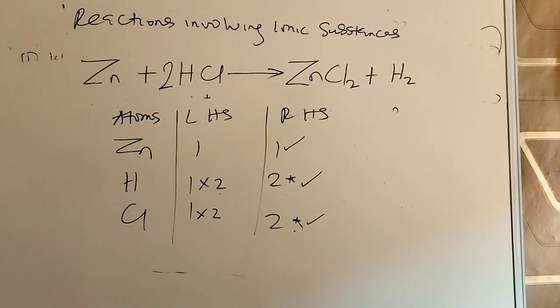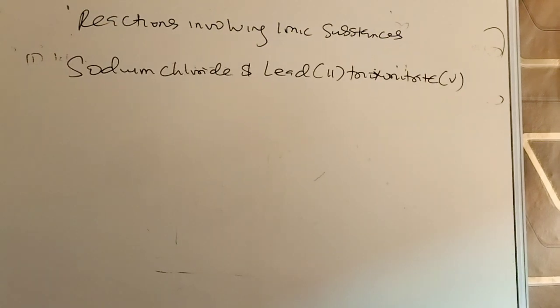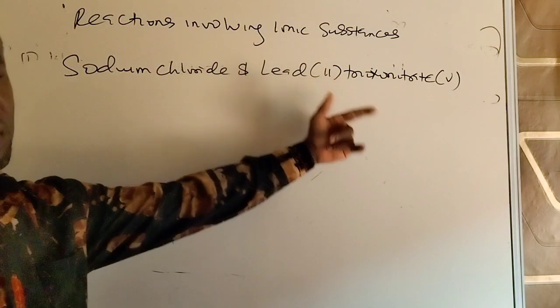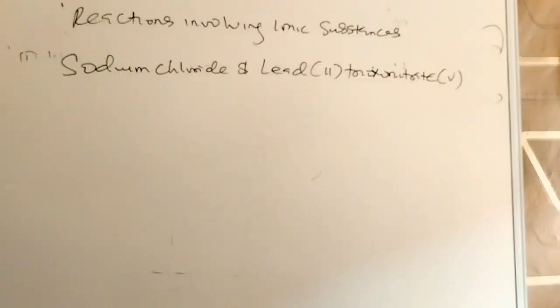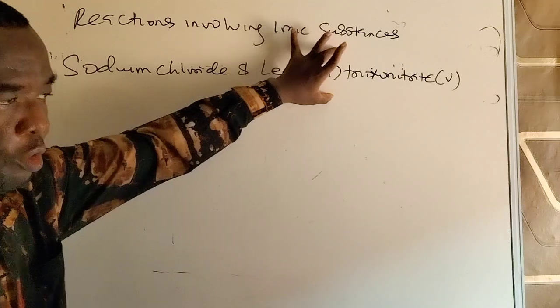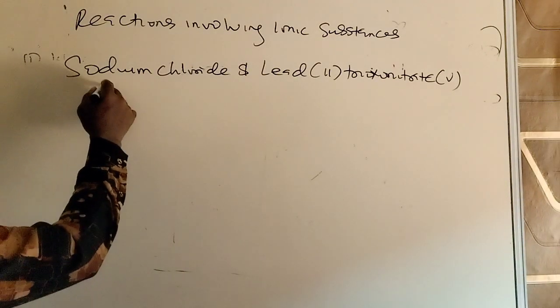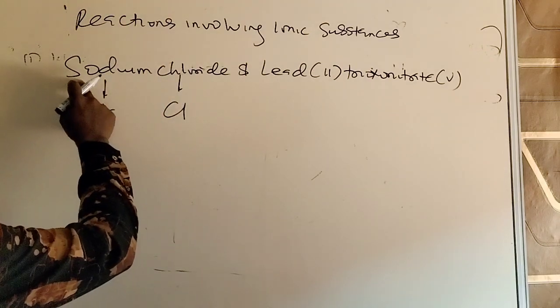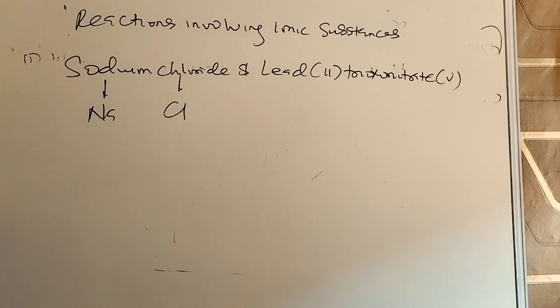So we'll take another reaction that involves 2 ionic substances. We have another equation involving 2 salts that are ionic substances. To write an equation between them, these are the reactants, the things we're using to write the equation. The first thing is to get their formula. Sodium is Na. Chloride indicates chlorine. So this compound contains sodium and chlorine: sodium chloride.